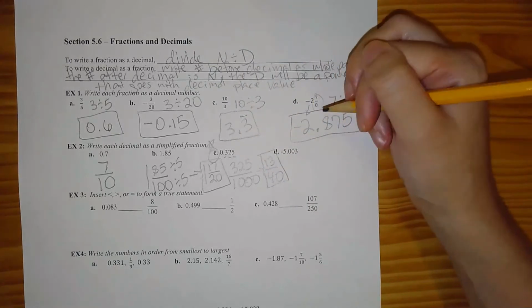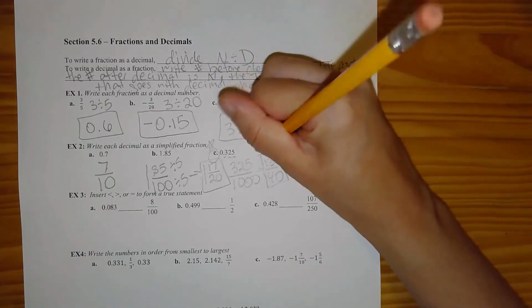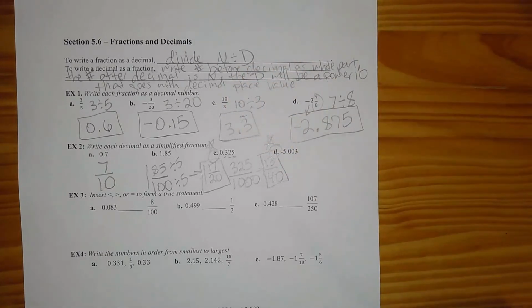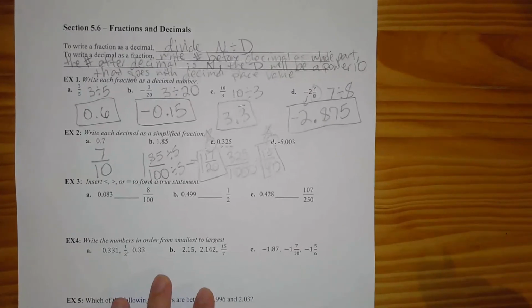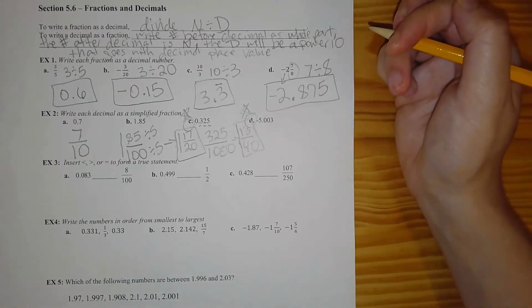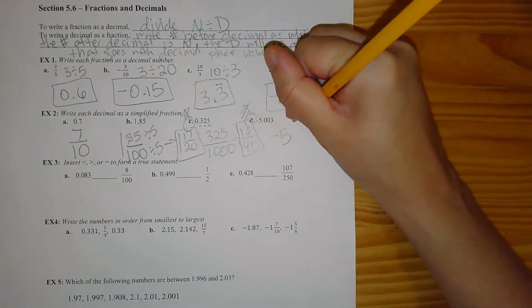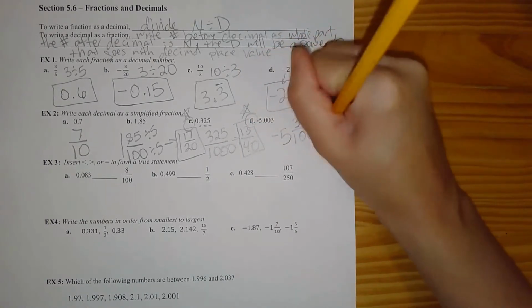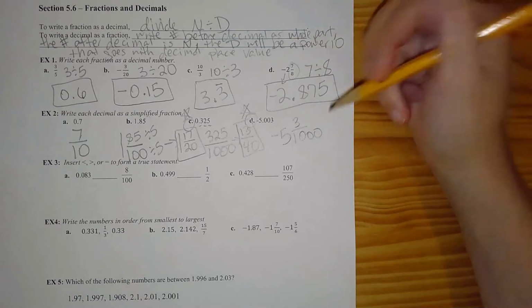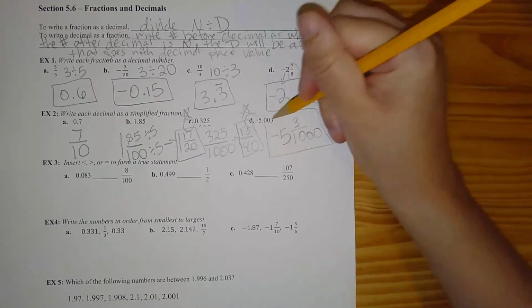Okay, last one, we've got negative 5.003. Give you guys one more chance. Okay, this one's a mixed number, so you can look a little bit at part B for a little bit of help on this one. So go ahead and try it, and I will show you the answer here in 3, 2, 1. You should be getting negative 5 for the whole part and 3 over 1,000 for the fractional part. It doesn't simplify. 3 and 1,000 don't have any factors in common, okay?